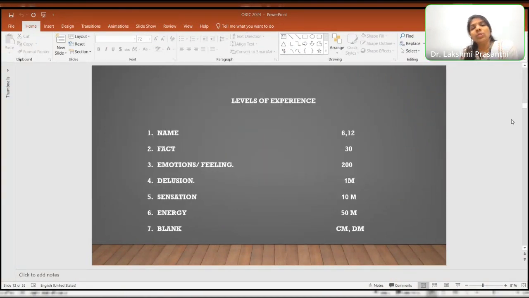Okay, so now let's go into the symptom method. Dr. Rajan Sankaran sir has classified the experience into 7 levels: the name level, fact level, emotional level, delusion level, sensation level, energy, and the blank. And he further made it simpler for the prescribing of potency on the different levels. So let's start with the name level.